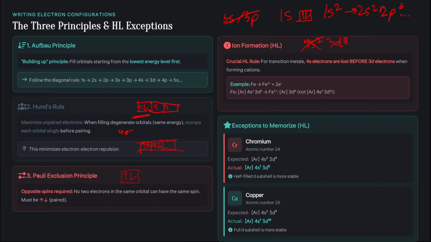And also memorize these exceptions, please. It's really important. Chromium is an exception because a half-filled d subshell is more stable, and copper is also an exception because a full d subshell is more stable for transition metals.